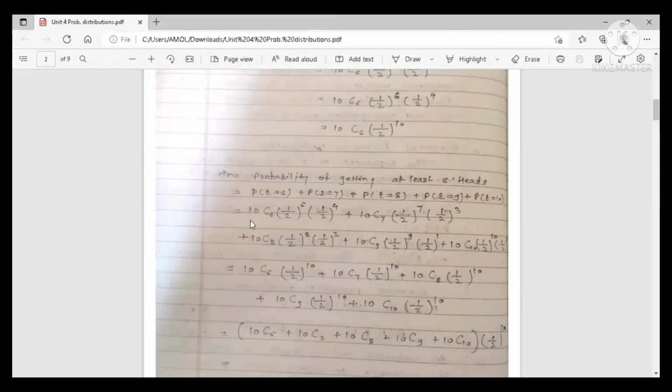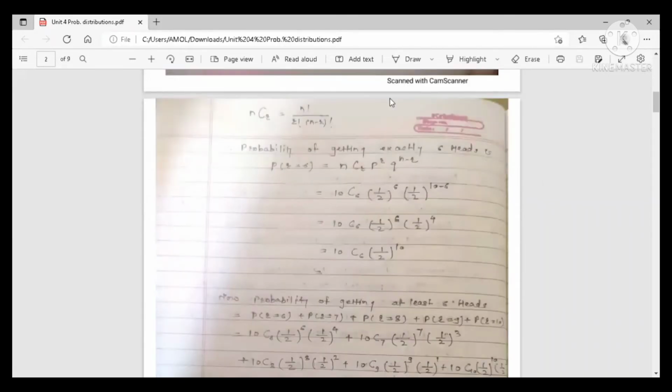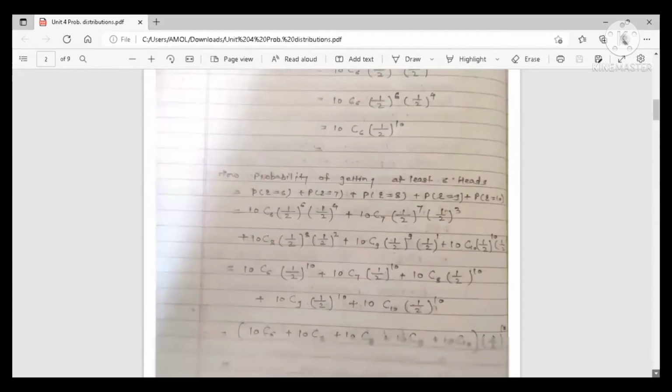Okay, so it is equal to, for R equal to 6, the formula for the binomial distribution: NCR into P raised to R into Q raised to N minus R. Here R is equal to 6, N means the number of trials, N is equal to 10. So 10C6 into 1 by 2 raised to 6 into 1 by 2 raised to 4, plus. Now P of R equal to 7 means the formula is 10C7 into 1 by 2 raised to 7 into 1 by 2 raised to 3.